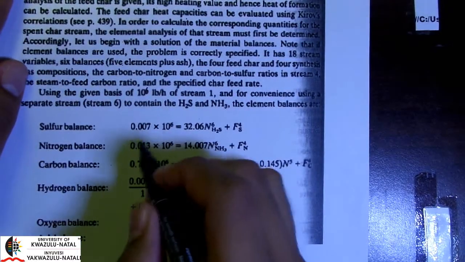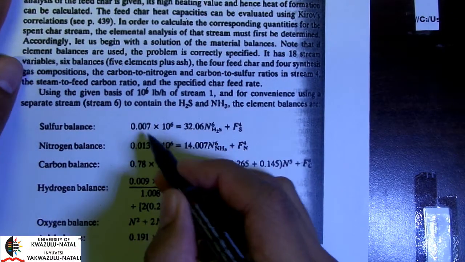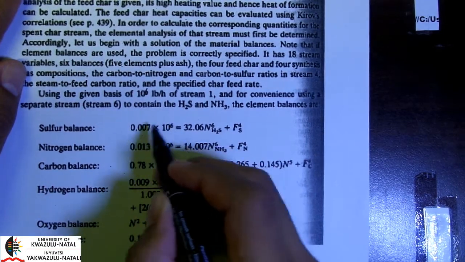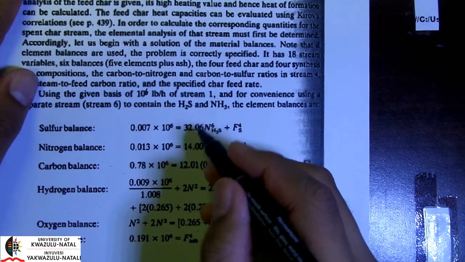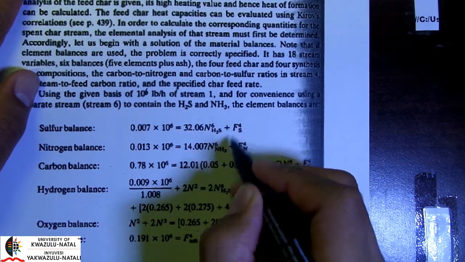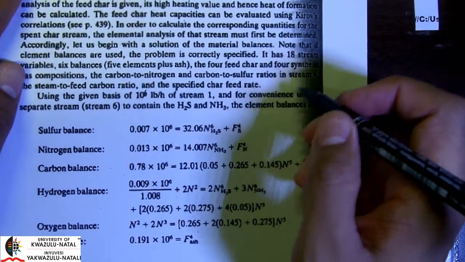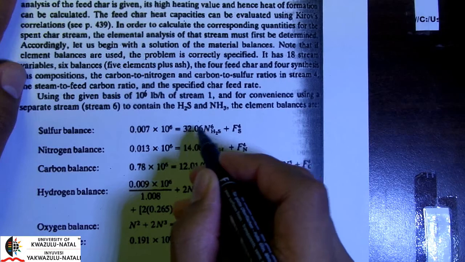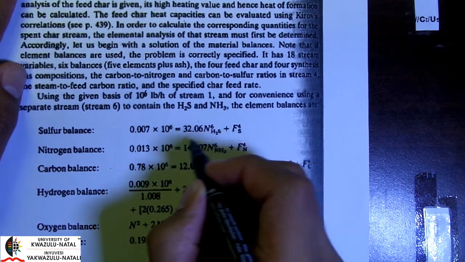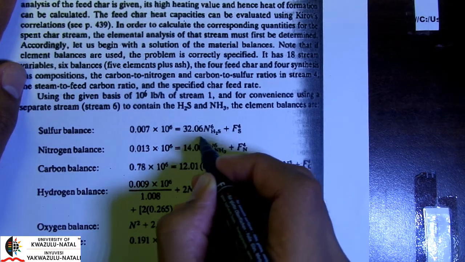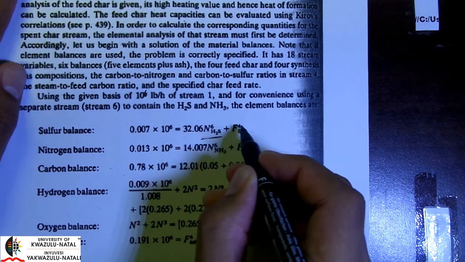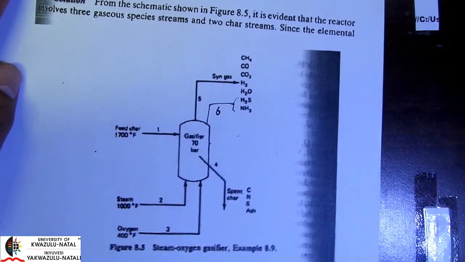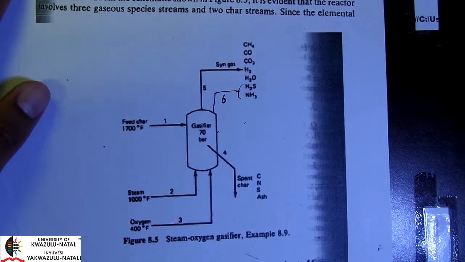So here's the balance. Input is equal to output for all element balances. So here is my input, which is easily calculable, and here is my output. Now this is a material balance, so I need to use the molar mass of elemental sulfur in order to correct for this. So there's a bit of a complication between the mass flows and molar flows, since we have been given the flow rate of our char in mass terms.